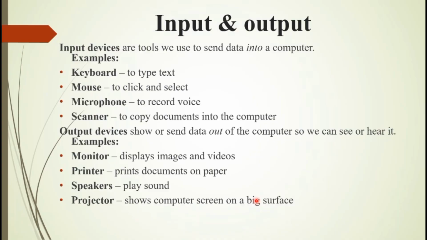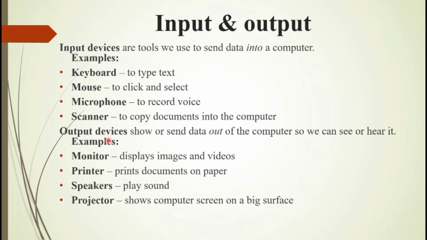Let's look more closely at the input and output devices. Input devices help us to send data to the computer through keyboard, mouse, microphone, scanner. The keyboard is used to type words and numbers, and the mouse is used to click or move things on the screen. The microphone is used to record our voice, and the scanner copies physical documents into the computer.